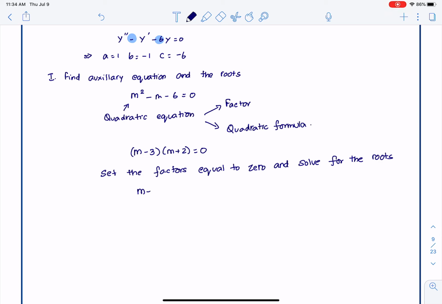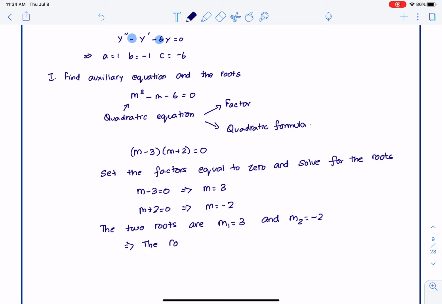So I set m minus 3 equal to 0, which would give me m to be 3. I set m plus 2 equal to 0, which would give me m equals minus 2. So the two roots are m1 equals 3 and m2 equals minus 2. 3 and minus 2, they're not the same, so the roots are real and distinct.